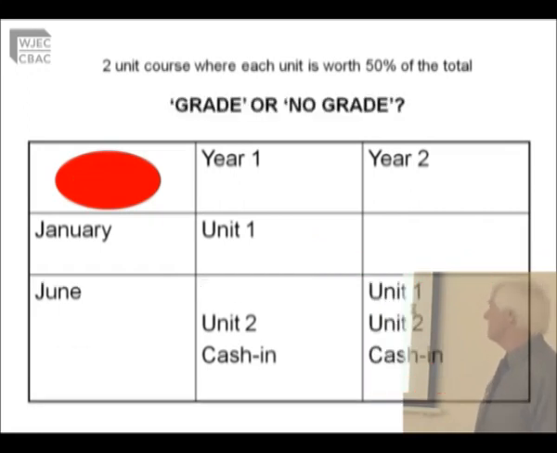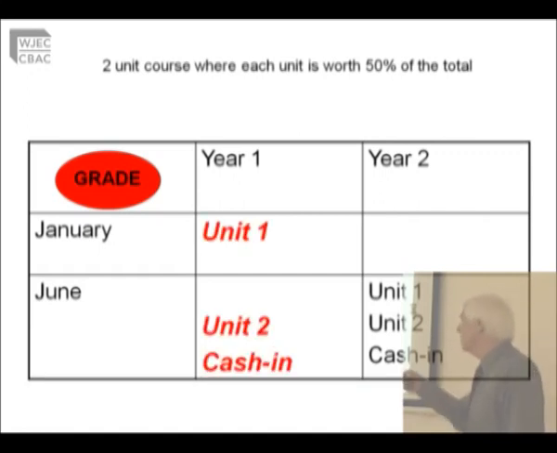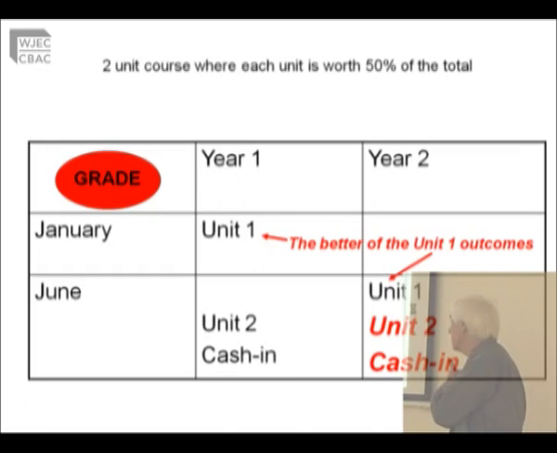Grade or no grade? Grade. Grade. Easy in year 1, he's done 2 units, once each, satisfies the terminal rule in year 1, and he'll just take the outcomes from Unit 1 and Unit 2. In year 2, he certainly satisfies the terminal rule, he's doing it all again. Something from that year 2 has got to count. So he's got a choice here. He can pick up the Unit 2, because that will give him 40%, and he can pick up the better of his 2 Unit 1 outcomes.